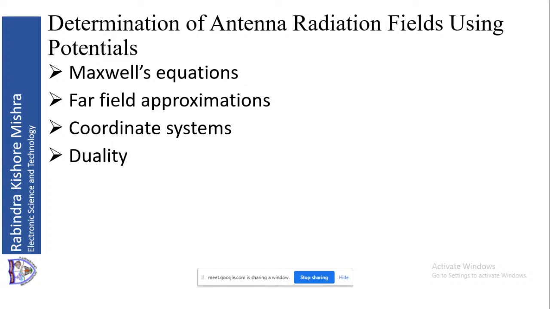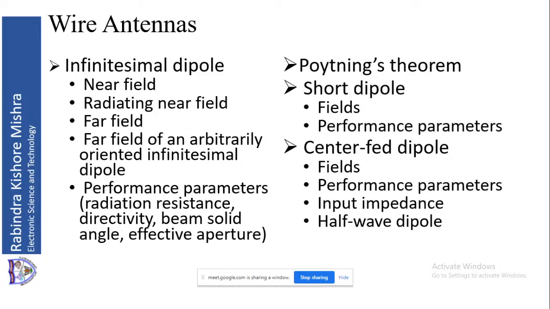Then come your particular antennas like wire antenna. That again has four important parts. One is infinitesimal dipole, then application of Poynting theorem to that. Then you go to short dipole, then we have center fed dipole. In this, what you have to do is first go for infinitesimal dipole, find out what is near field, radiating near field, far field, far field of an arbitrarily oriented infinitesimal dipole.